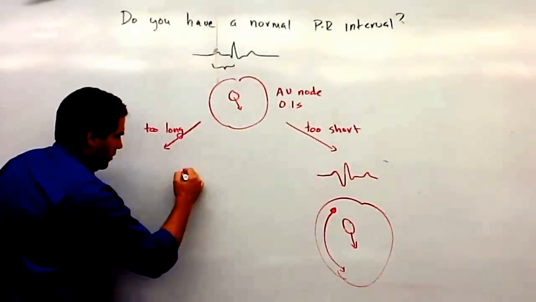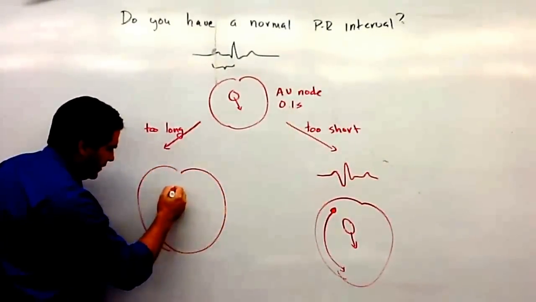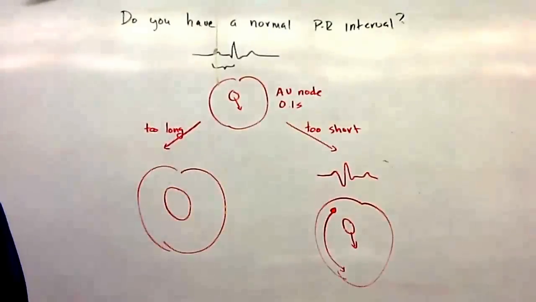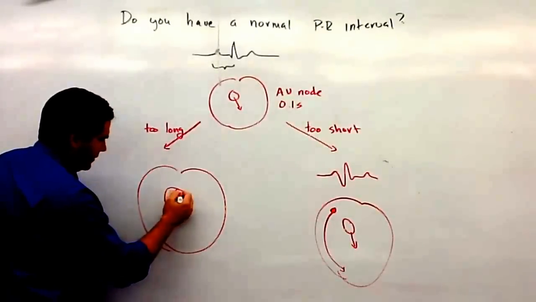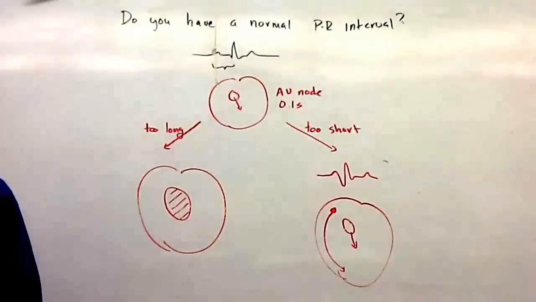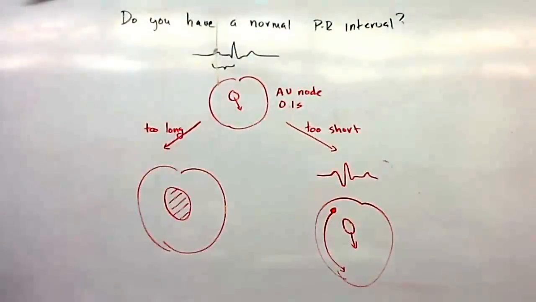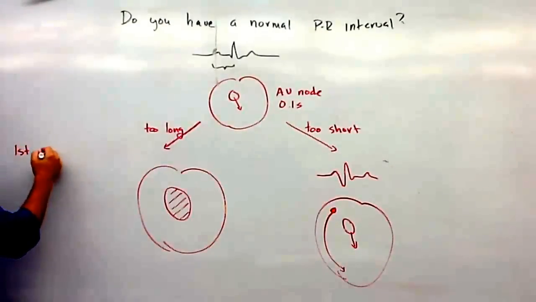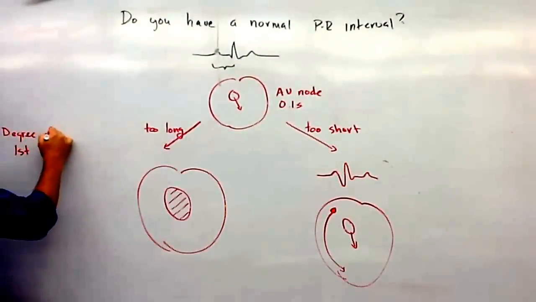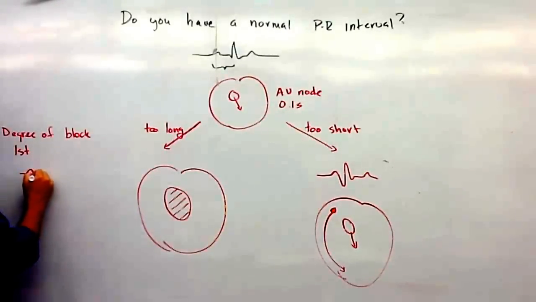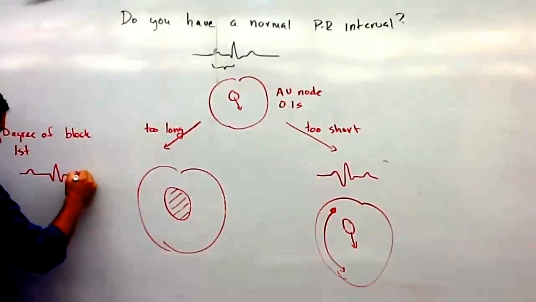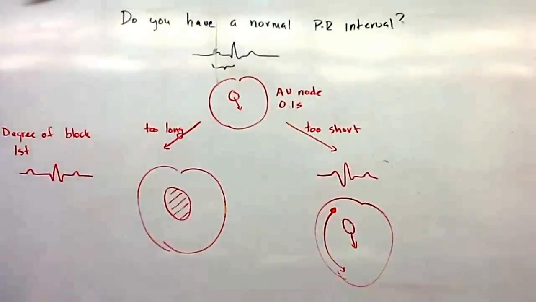The problem with too long, again, we're talking about tissue that's in the middle of the heart, and so it might be the first place to not get enough blood flow. So what if there's not enough blood flow in there? Really, three things can happen, and they're called heart blocks. You can have first degree block. First-degree block is there's a delay. It's too much time between the P and the Q. That's called a first-degree block. The problem with that is it's probably going to lead to a second degree and a third degree.